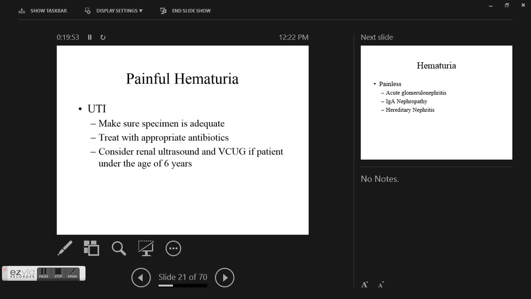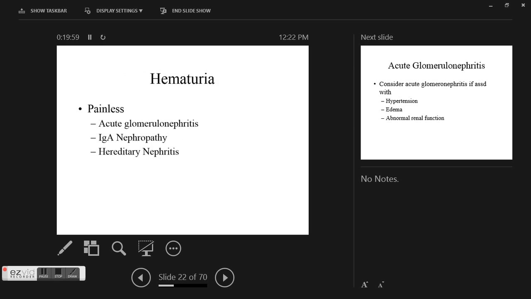Now let's talk about some of the fun stuff that does show up on boards. Acute glomerulonephritis, one of my favorites because that always shows up on boards, and I don't know why, but they like it. IgA, and then for some reason they like hereditary nephritis, so we'll spend a few minutes on that as well. Acute GN often is associated with hypertension, edema, and abnormal renal function.